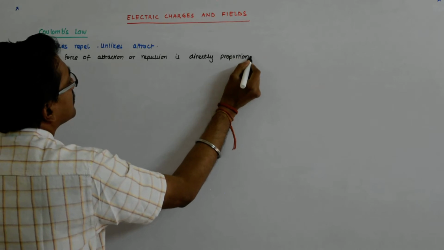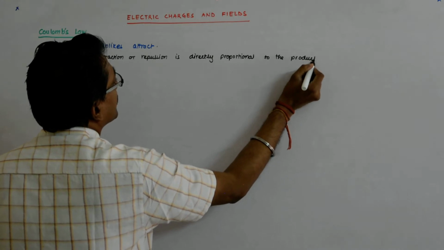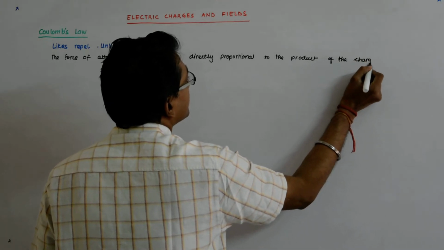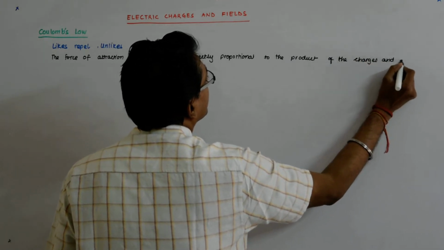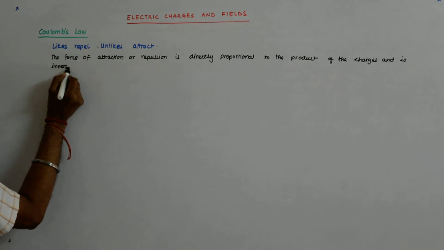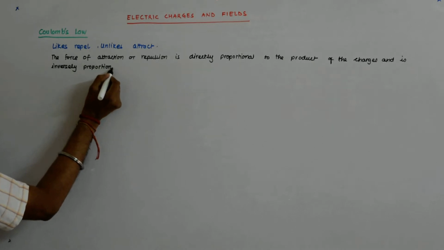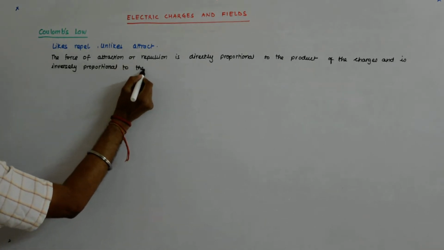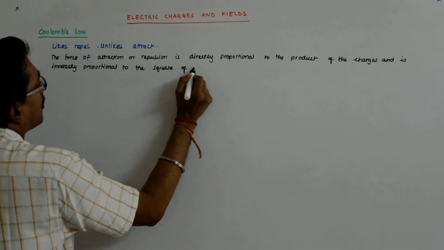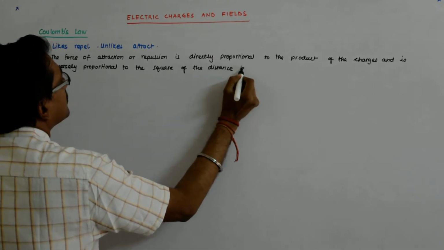Now the force of attraction or repulsion is directly proportional to the product of the charges, and is inversely proportional to the square of the distance between them.